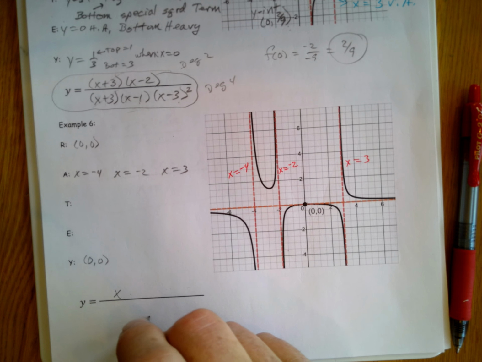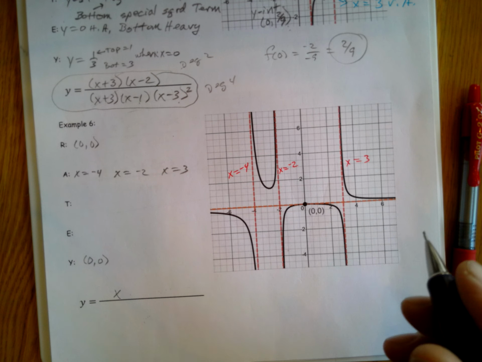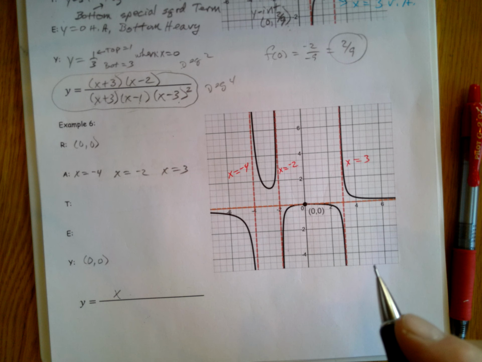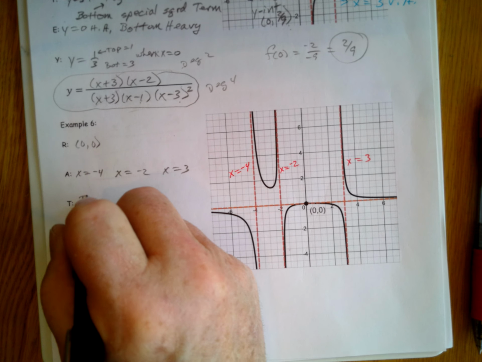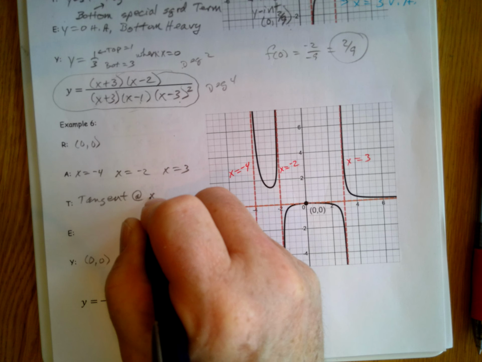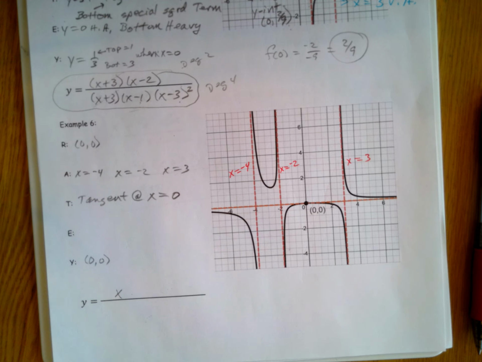Do I have any togetherness? No. Do I have a tangent? Yes. Tangent at x equals 0. I guess I was going to tell you to turn it off and work it. All right, now pause it and go work it. I'm going to continue working. When you come back, you can just follow me.